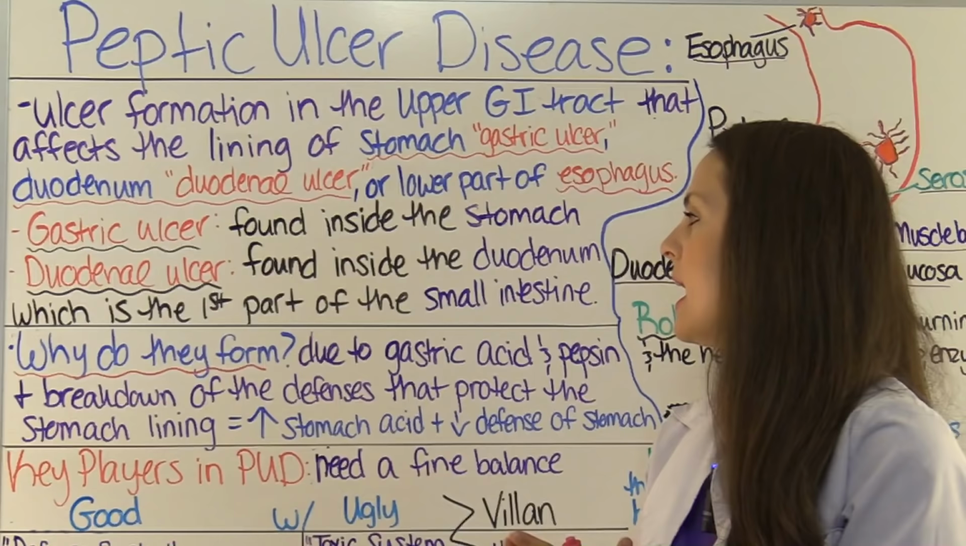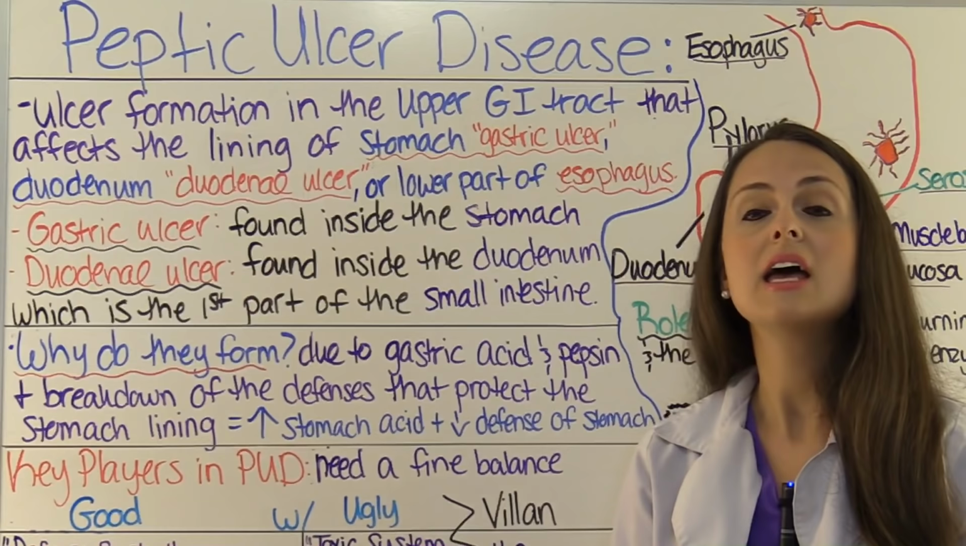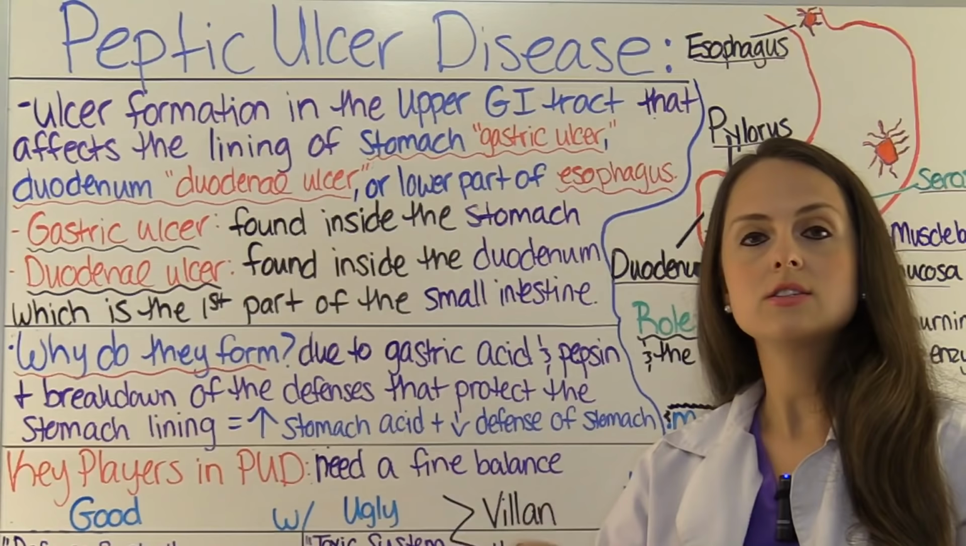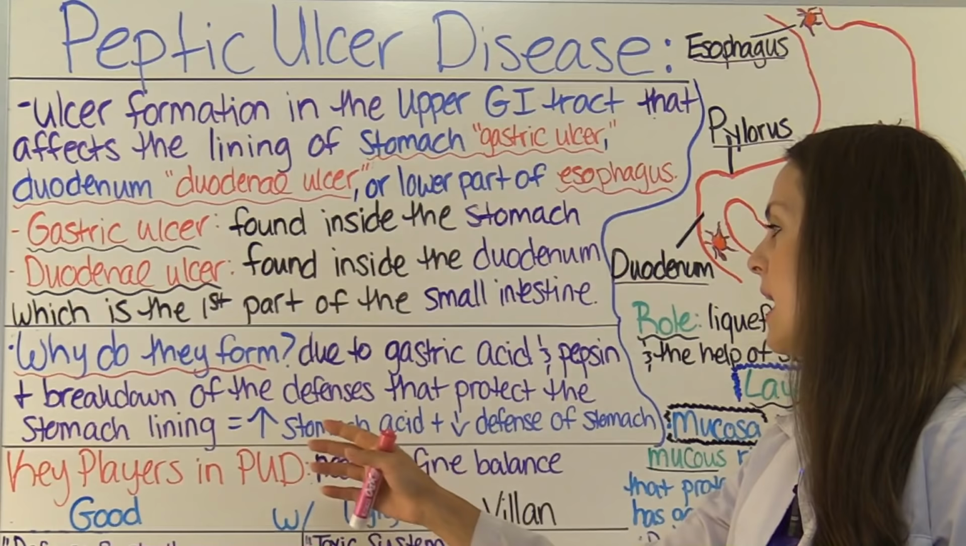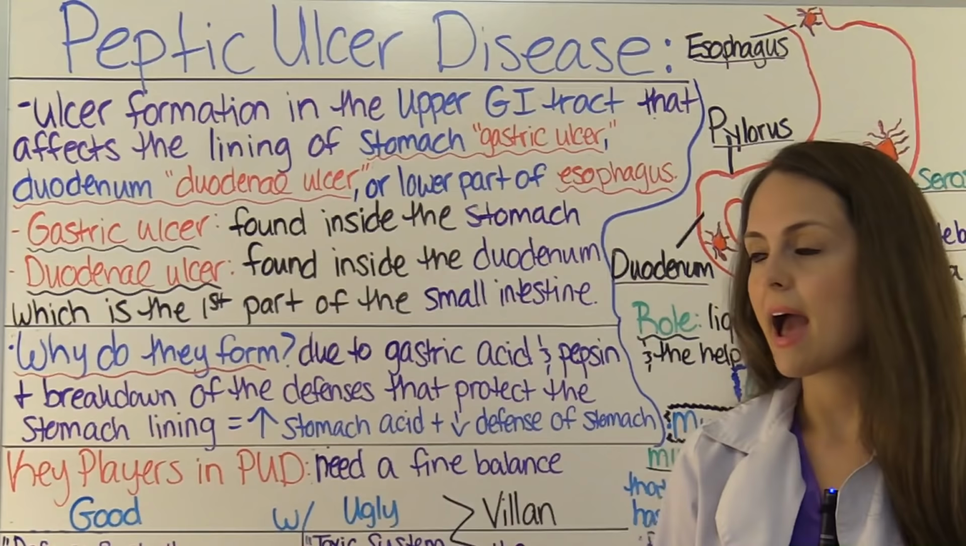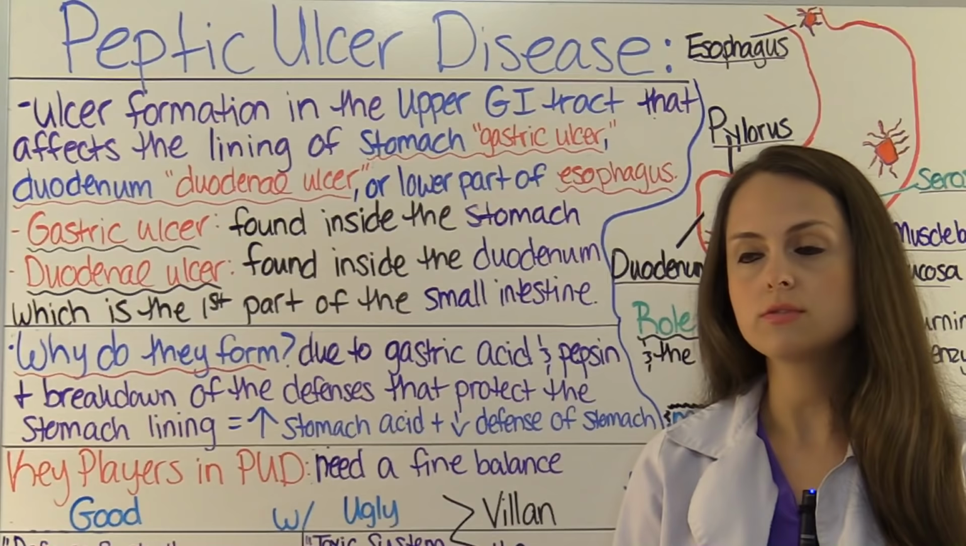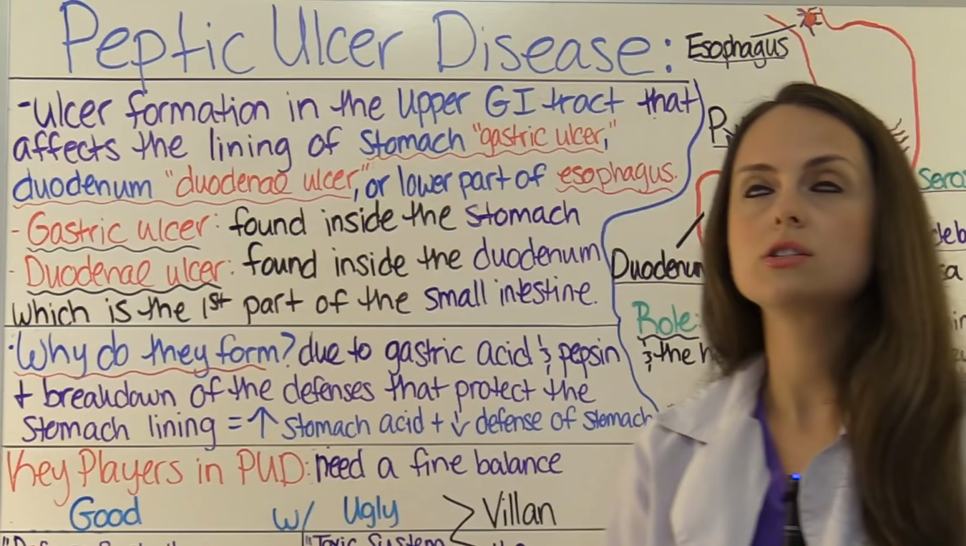Now, why do these ulcers form? Well, what happens is that in your stomach, you have gastric acid. And gastric acid is a good thing because it digests the food that we take in, liquefies it, and sends it throughout the lower part of the intestine to be digested. Well, what happens is that this gastric acid, along with pepsin and the breakdown of the defense mechanisms of your stomach that keep it protected from that acid, start to break down. And the protective lining of the stomach can start to erode due to those digestive juices. So if you have an increase in stomach acid and a decrease in stomach defense, that is just perfect conditions for a peptic ulcer formation.